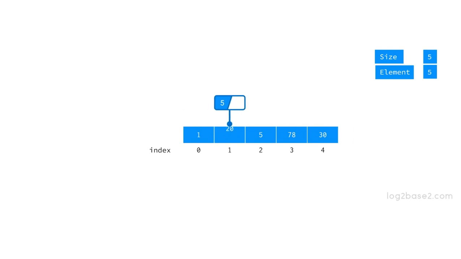Now compare 20 and 5. Again it is not the same. So compare the next element. So 5 is found at index 2. So remove the element and index 2 becomes free. So shift 78 to index 2. So index 3 is free now, so shift 30 to index 3. So index 4 is no more needed, so it is deleted.